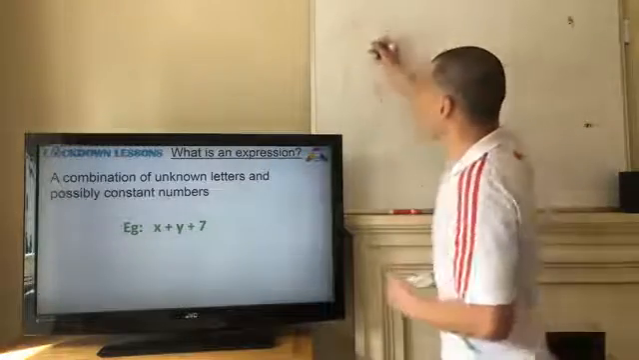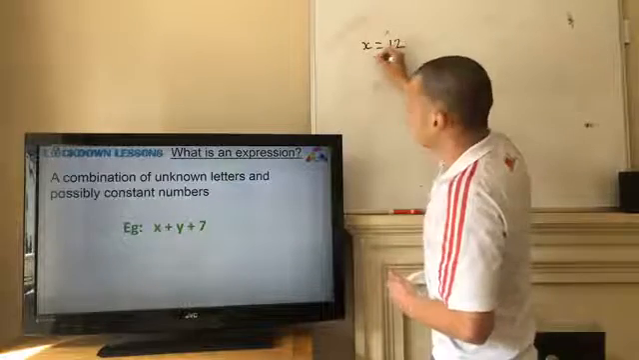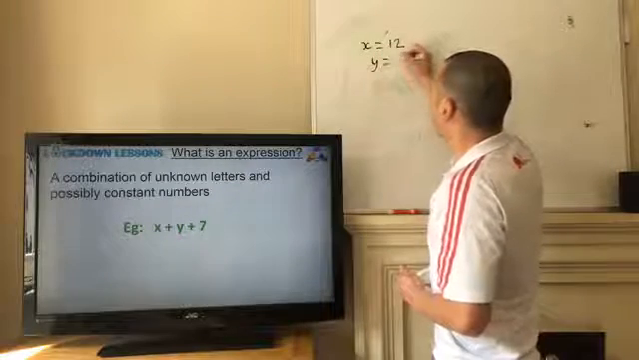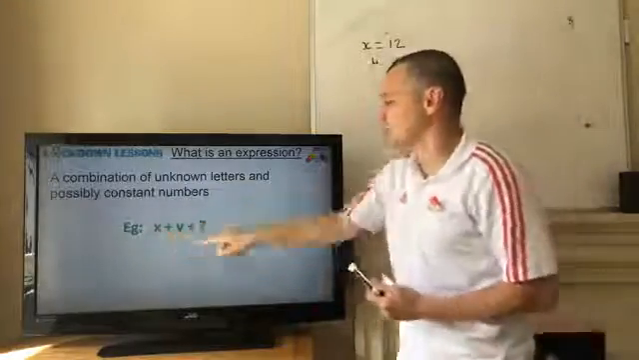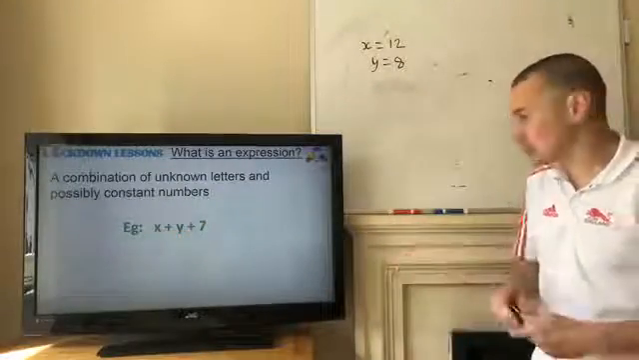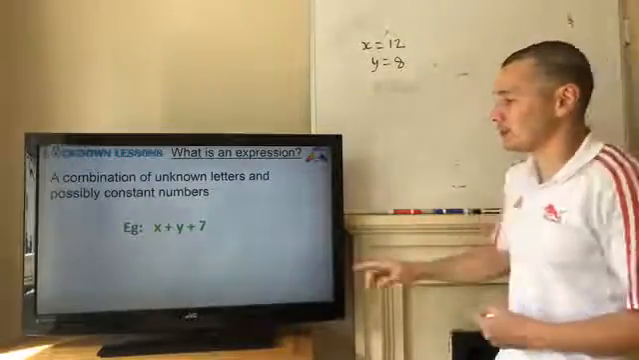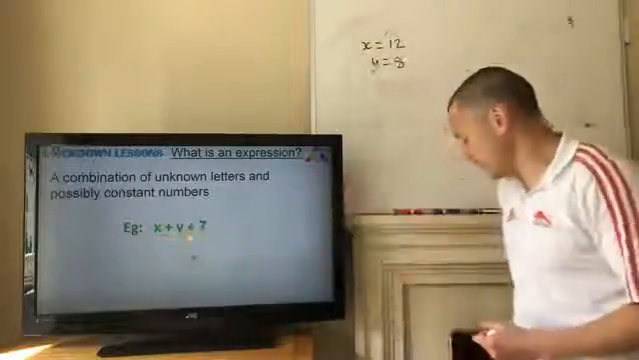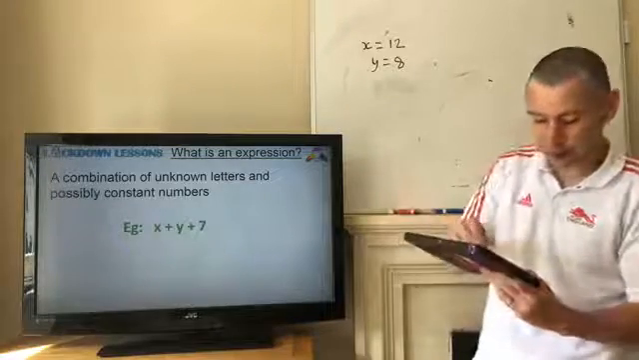Okay, if I told you that X equaled 12 and Y equaled 8, can you tell me the value of X plus Y plus 7? Post it on the chat, please. So if X equals 12 and Y equals 8, can you tell me the value of X plus Y plus 7 of that expression?